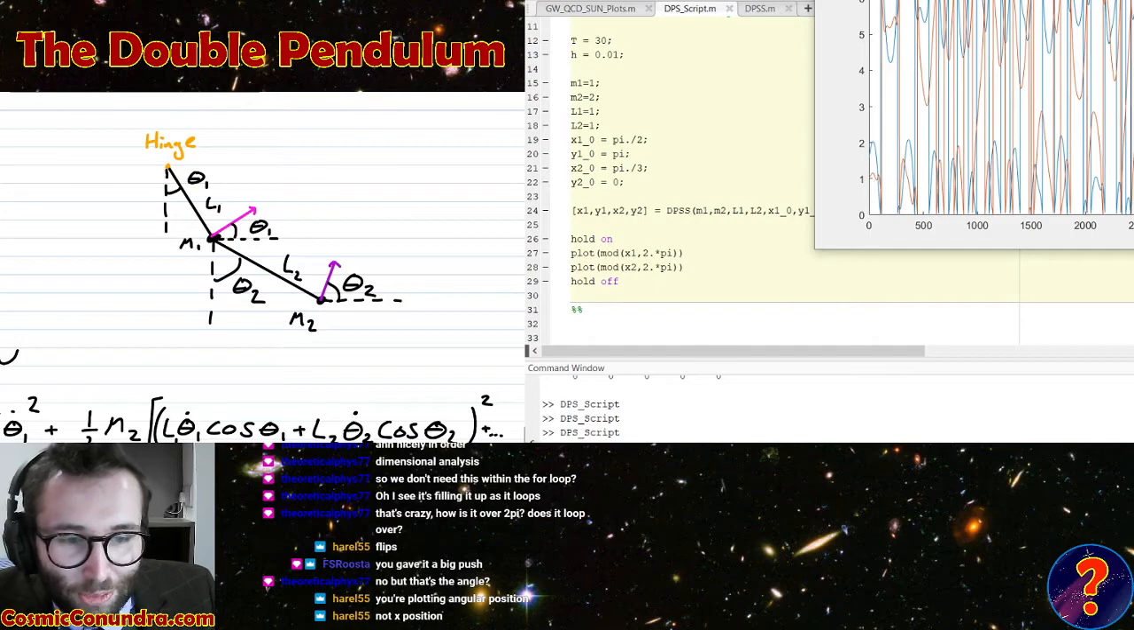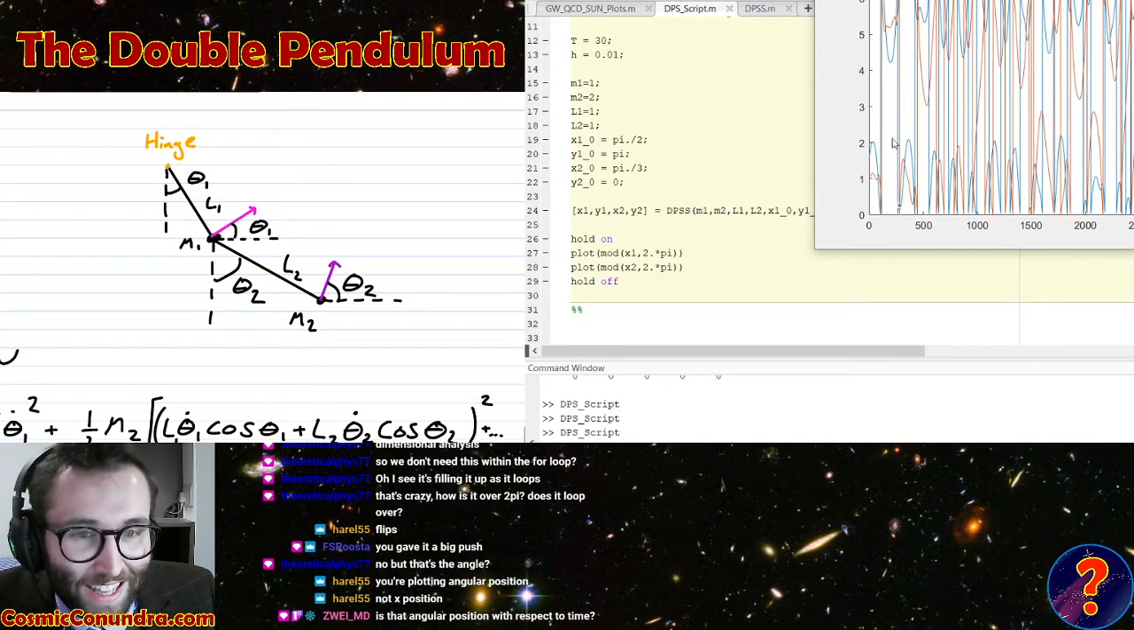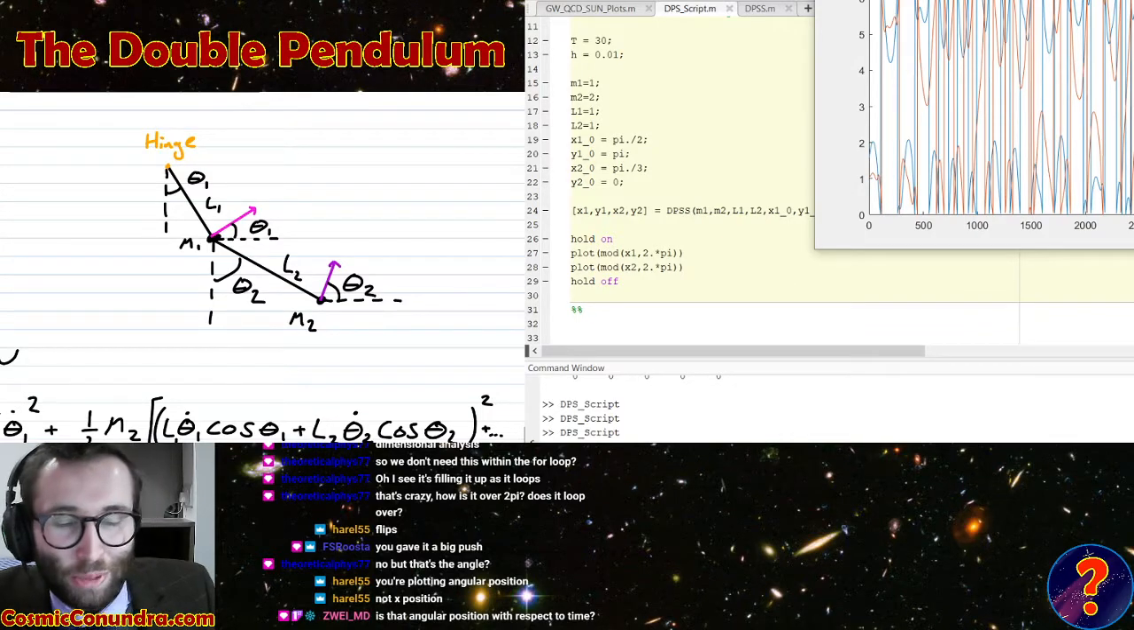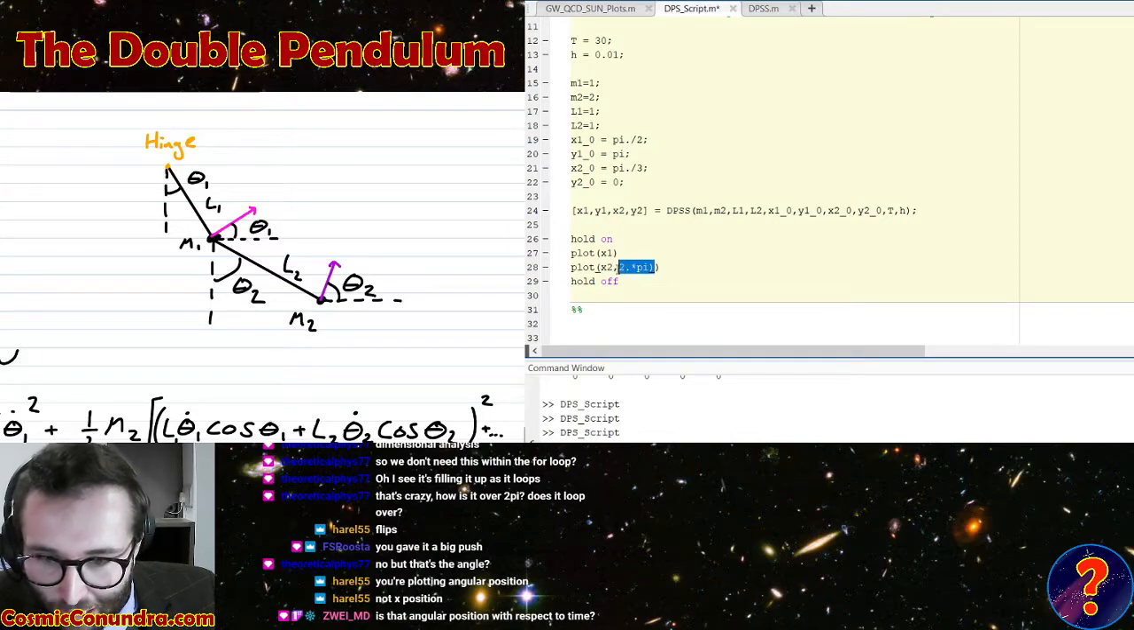Okay, that's not what I expected it to do. Why has it done that? Is it just cutting? You know what? It doesn't matter. This is not the most interesting plot. What we'll do is we'll make it so that you can actually see what the pendula look like.